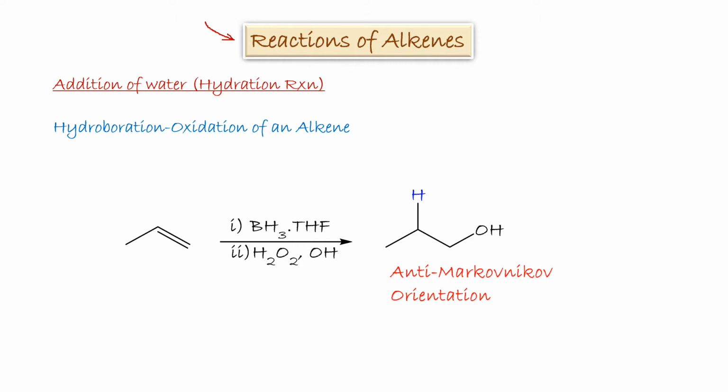In the previous lecture, we covered two methods to add water to alkenes. The first one, acid catalyzed hydration using water and sulfuric acid. And the second method, the mercuration-demercuration method. Both led to the formation of what we call the Markovnikov product, where the hydrogen is attached to the carbon carrying more hydrogen and the OH on the other carbon.